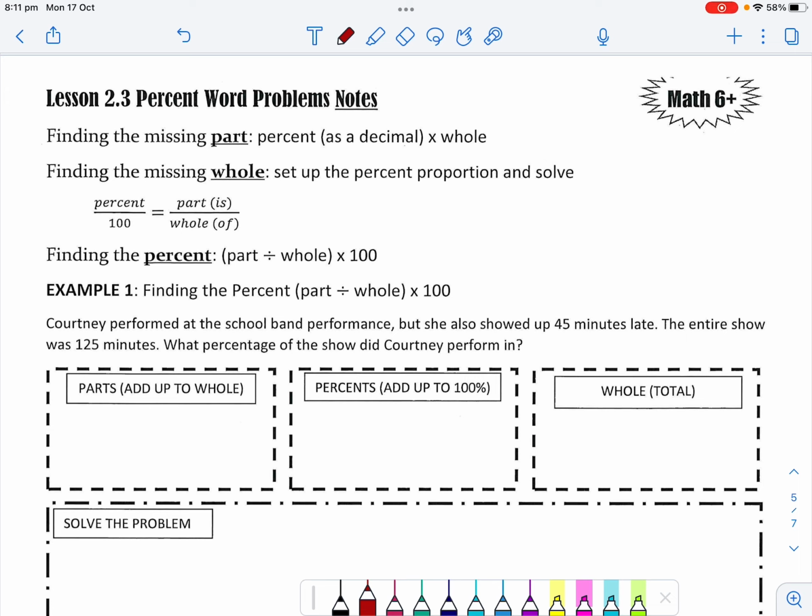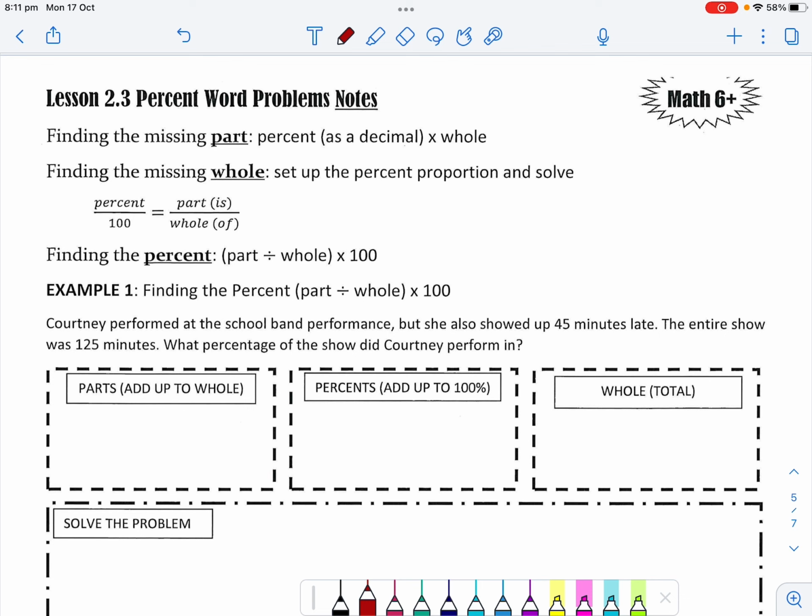You are still allowed to use a calculator for all of these things, except now we're going to be reading through some real world scenarios and setting these up in a very specific way to help us solve them. So example 1 is finding the percent. We're going to be doing part divided by whole times 100 once we get there.